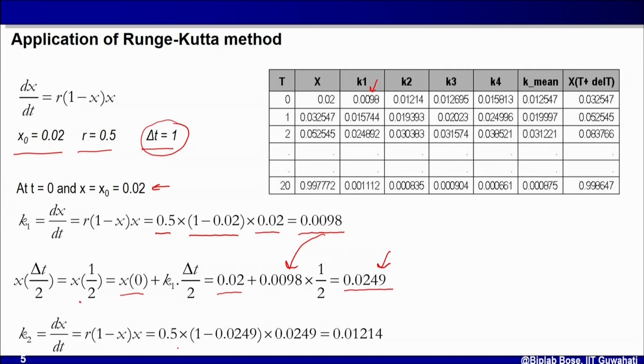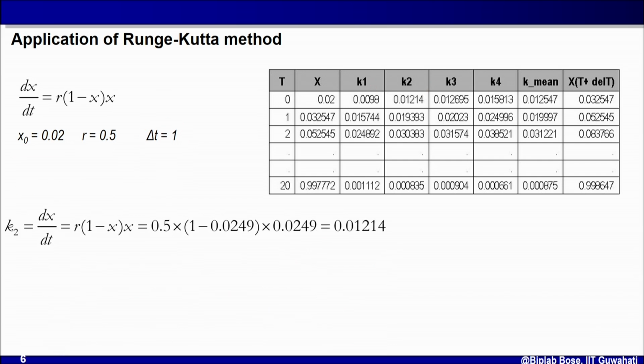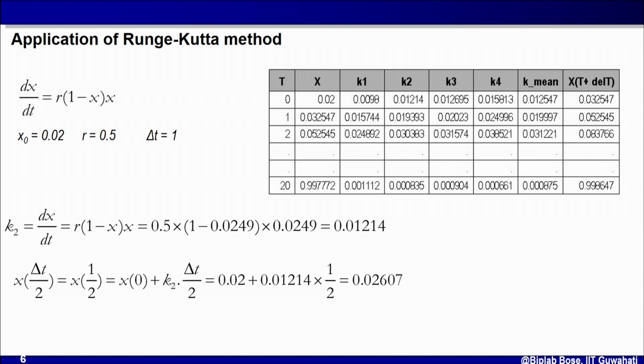So let us put the numerical value. R is 0.5, 1 minus x, x is this new value of x, into x, and this is equal to 0.01214. So I write it down here in this table. In this way, I again try to calculate k3. So to calculate k3, what will I do? Using the slope k2, I will draw a line from the position of x at t equal to 0 and extend it so that it reaches up to delta t by 2.